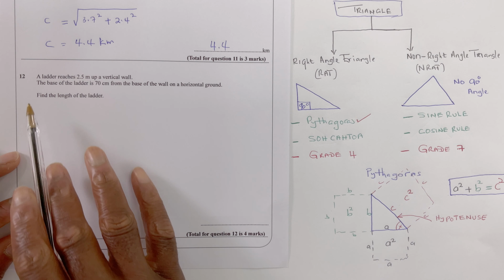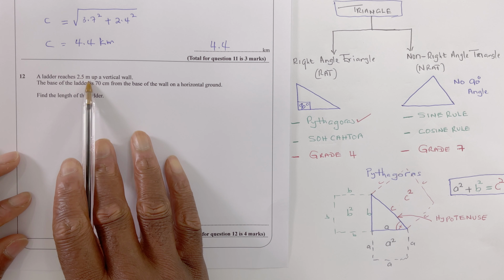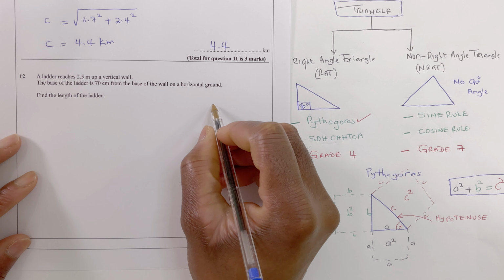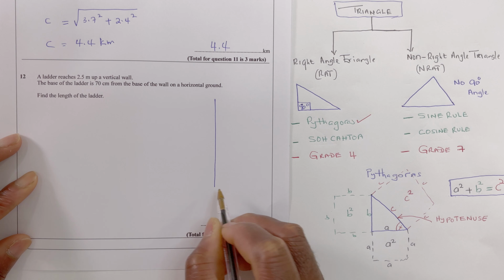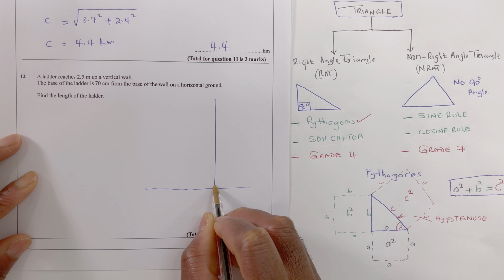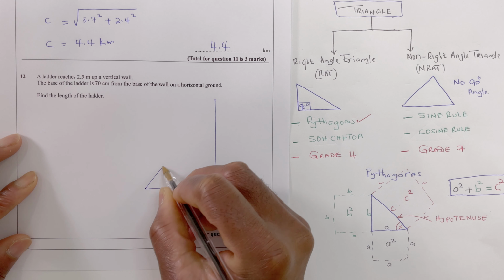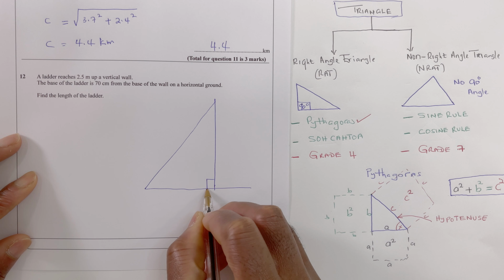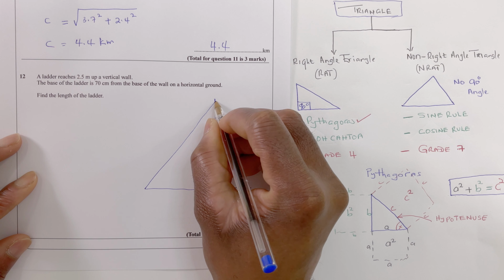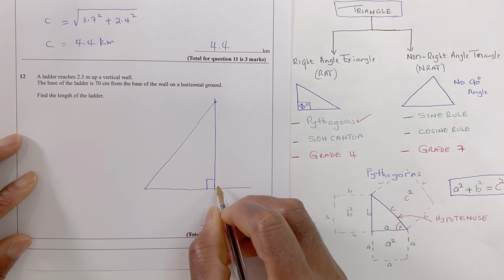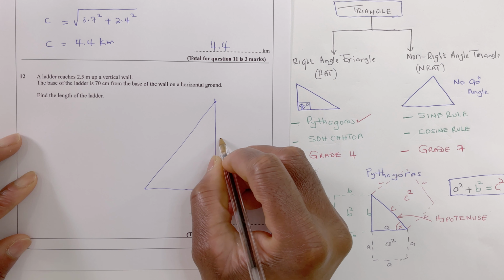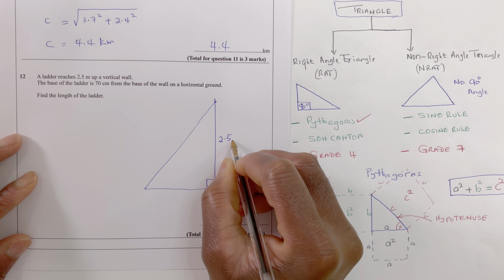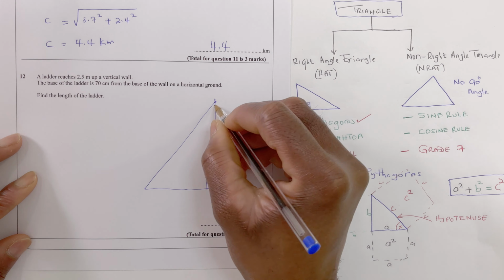Question 12. A ladder reached 2.5 meters up a vertical wall. So if you have a vertical wall like that, that's a wall, and that's the ground. And you put a ladder on the wall like that, that's a ladder. And this is the right angle. And you can see the reach here, from there to there, is 2.5 meters. That's the height from there to there.